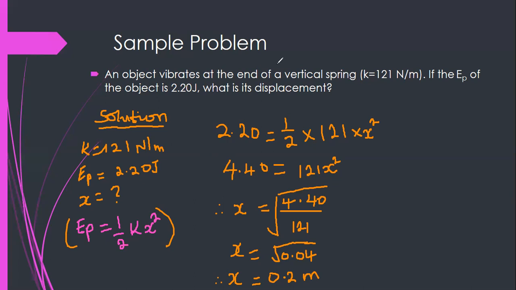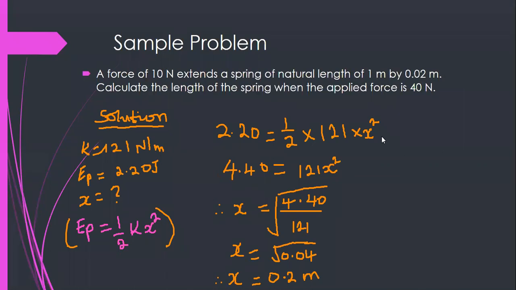Another problem. Okay, so let's see another problem. So here is another problem. A force of 10 Newton extends a spring of natural length of 1 meter by 0.02 meter. Calculate the length of the spring when the applied force is 40 Newton.